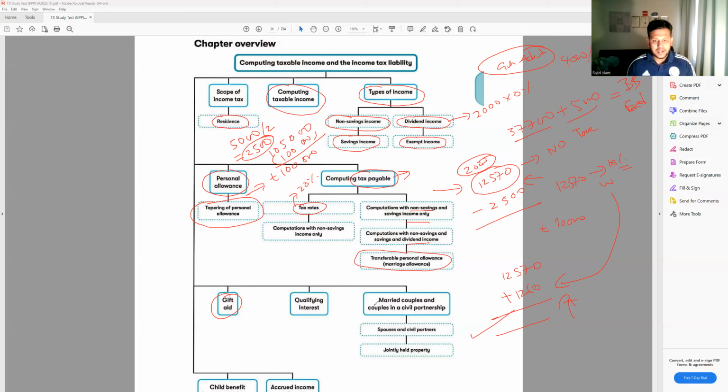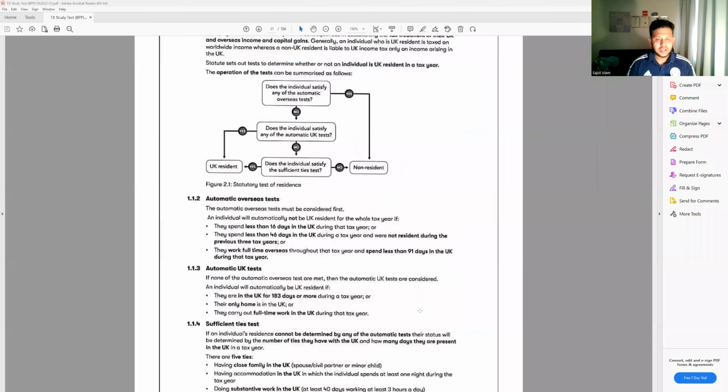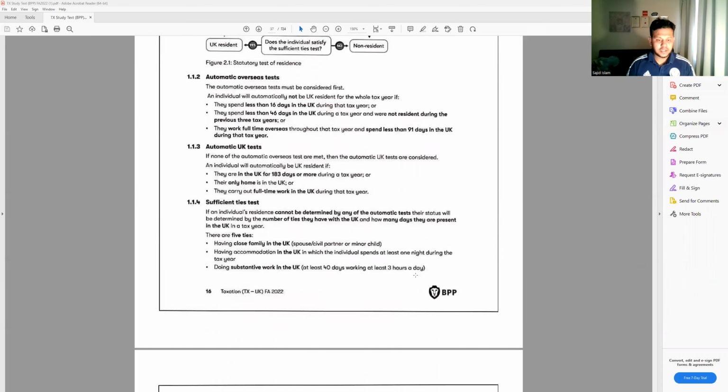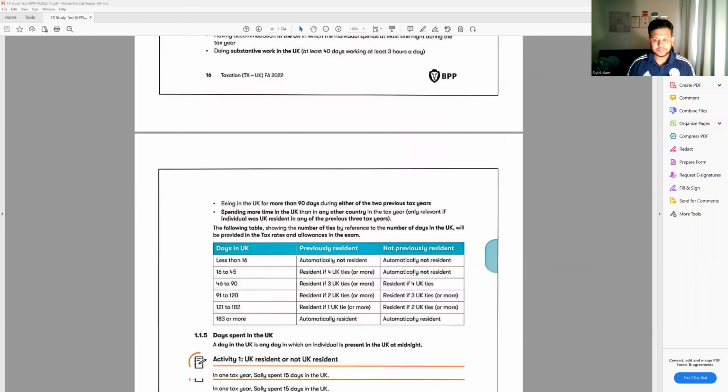All right, so qualifying interest is not very difficult. I think that's all we're going to cover from this chapter. So let's have a look. Yeah, that's all. So let's look at the residency test first, even though hardly any question comes in the exam, but you need to know how it works. So let's have a look.